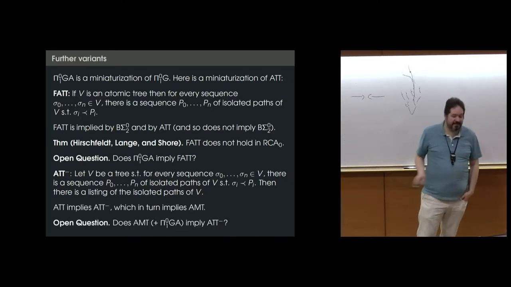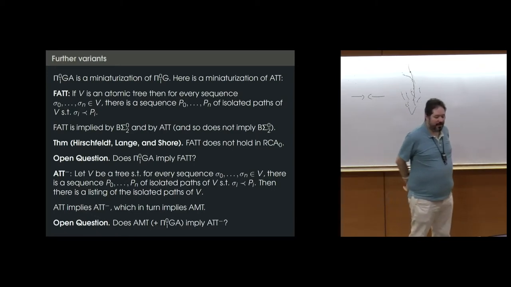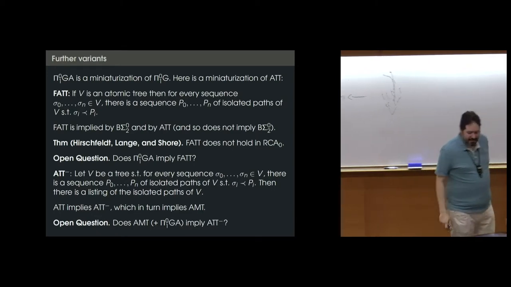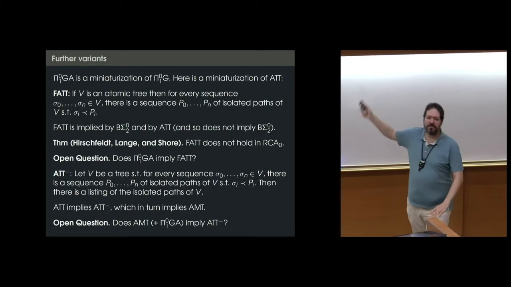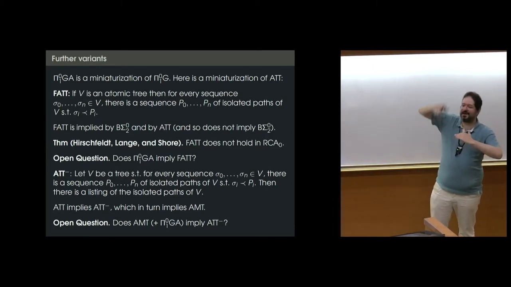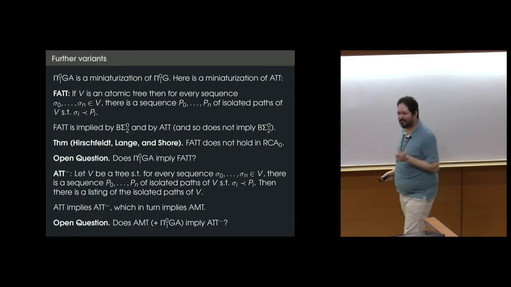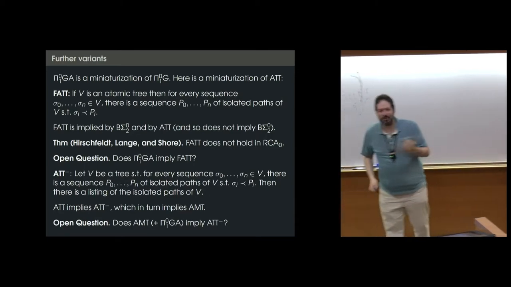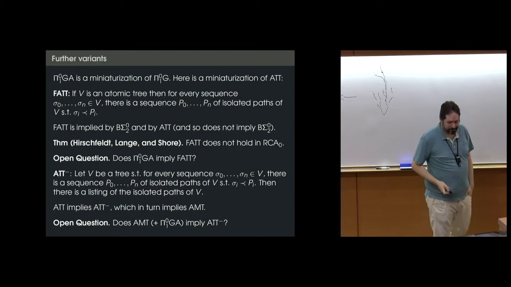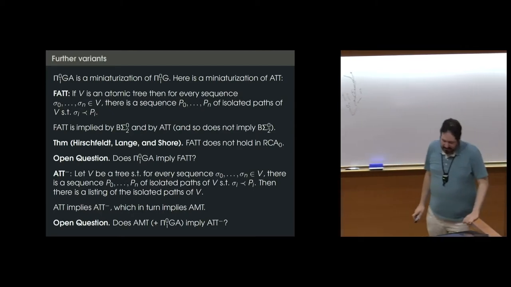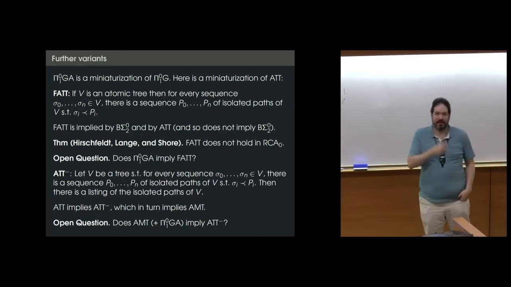So ATT implies ATT minus, a stronger hypothesis, which in turn implies AMT, but again, we don't know whether the reverse holds. So you might have AMT, ATT minus, ATT all at different levels, or they might all be the same. It is quite fidgety, but therefore it might be interesting from the point of view of construction of first-order models. So these are some puzzles that I wanted to mention.